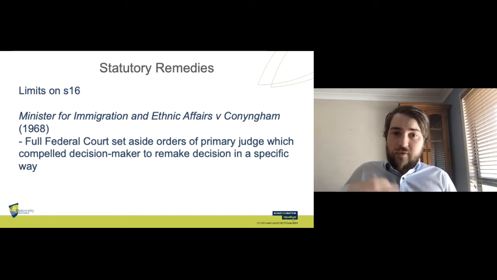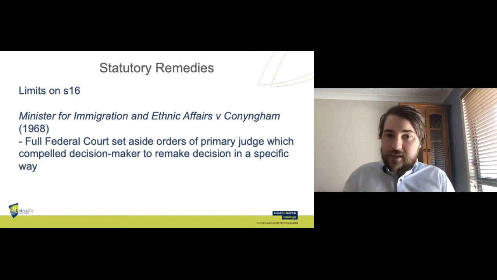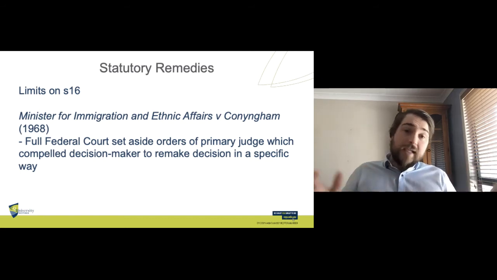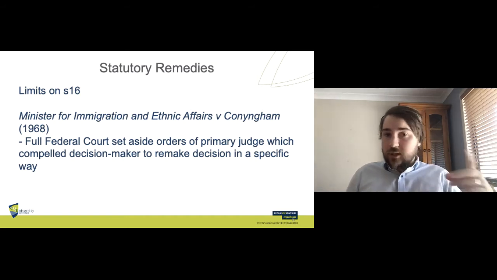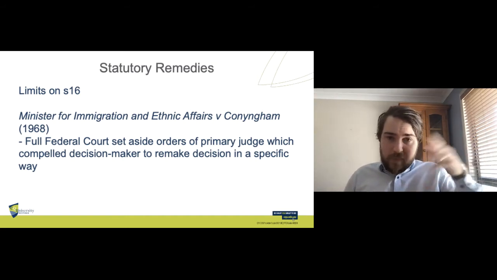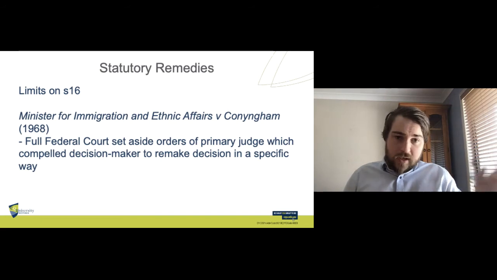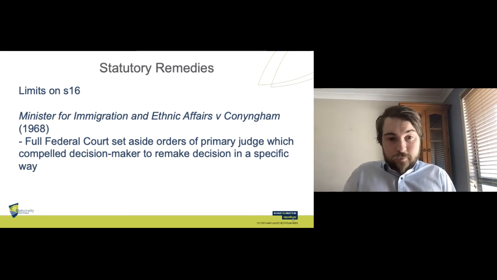And so the full federal court on appeal said that's inappropriate. We can only refer it back to the decision maker. We can say, you need to take these things into account, or you need to keep in mind that the purpose of the statute is this and the purpose of the power that you've been given is this, but you can't go as far as saying the decision should be made in this particular way.